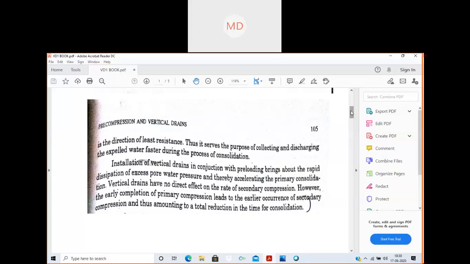So if by the installation of vertical drain the primary consolidation process is accelerated, it affects the primary consolidation directly. But we know that secondary consolidation will start only when primary consolidation is over. So ultimately, if primary consolidation is completed faster, then secondary consolidation will also occur faster. So vertical drains indirectly affect secondary consolidation, but not directly. That is what it is said.